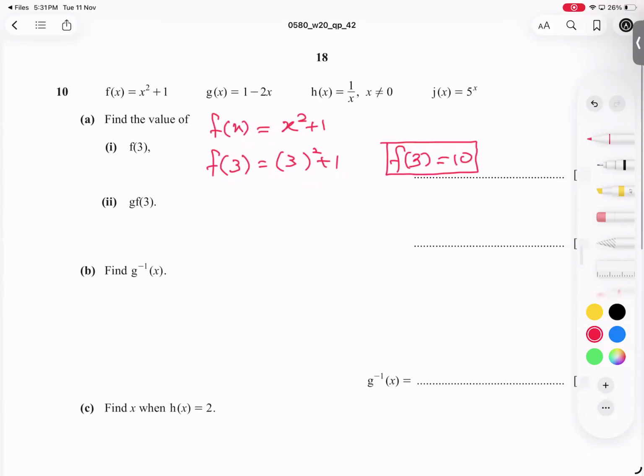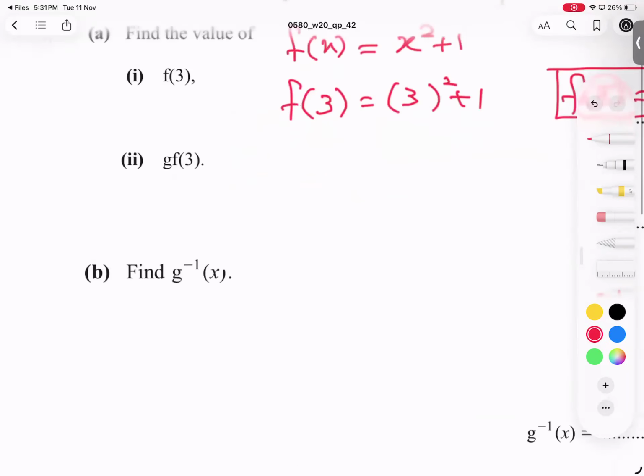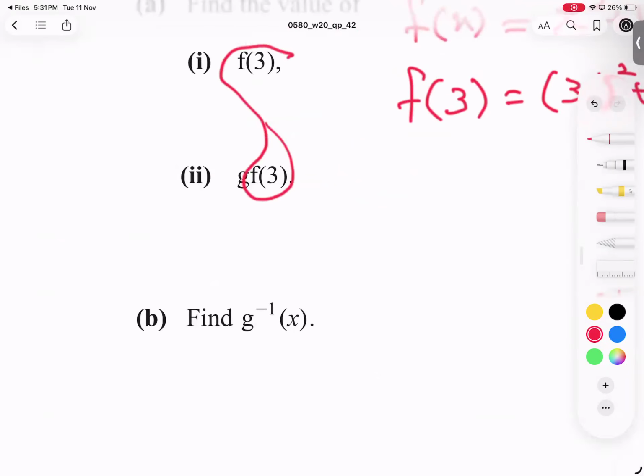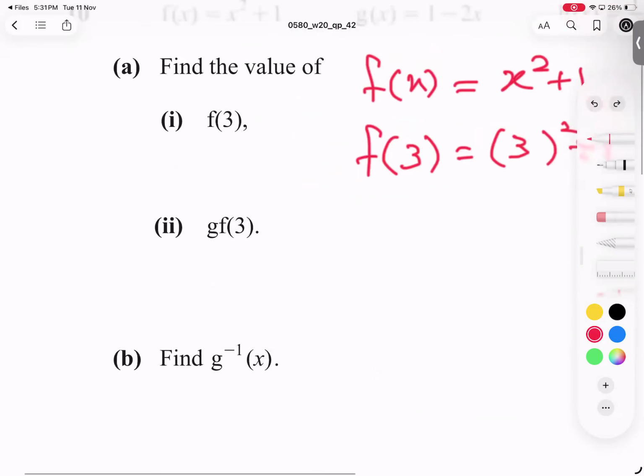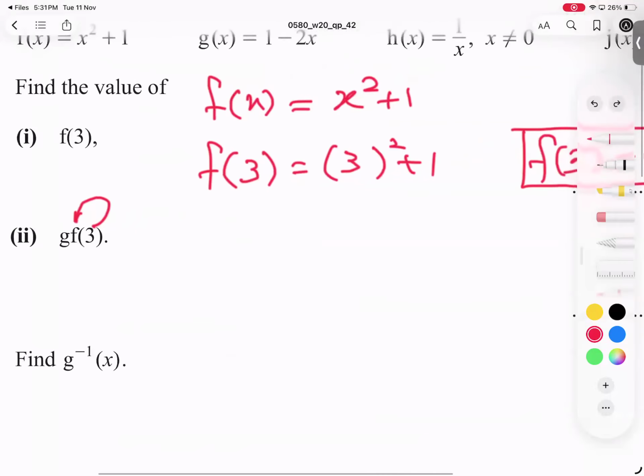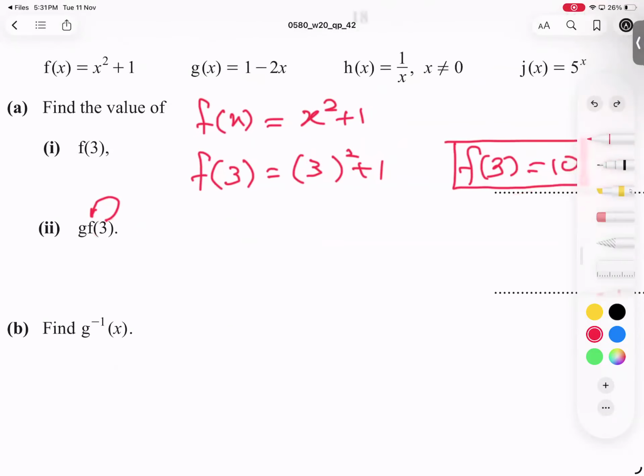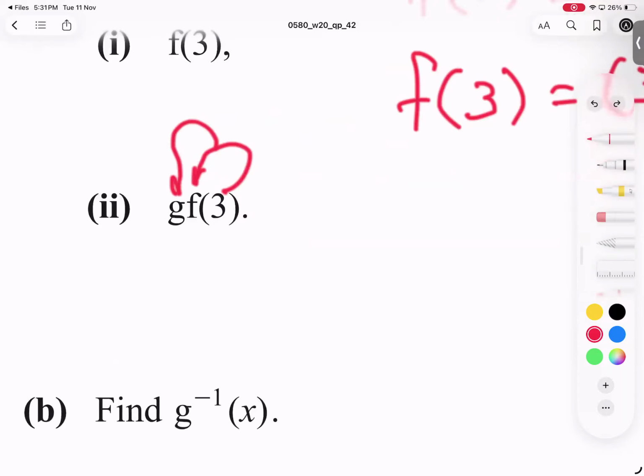So let's go for the next part. Now, if you look carefully, students, this is g of f of 3. Basically, we have to plug in 3 in f, which we have done already, and we have this answer already. This answer is 10. Now, this whole value I'm going to plug in g.